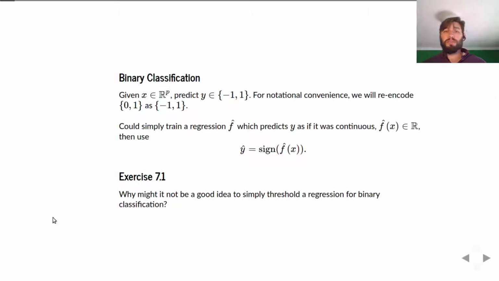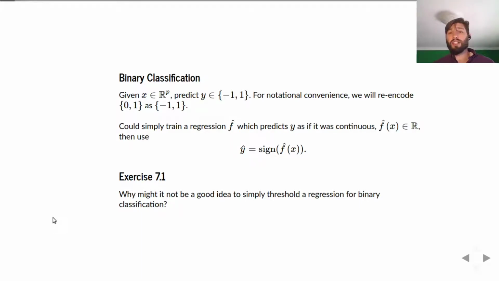Okay, so let's recall binary classification. We're just trying to predict a Y which can take two values. Just for convenience's sake, I'm going to re-encode Y as -1 and 1. For example, Elements of Statistical Learning encodes it as 0 and 1. That's probably more standard, but it's notationally a lot nicer to do -1, 1. This actually has more precedence in the machine learning community. It's just a more convenient notation.